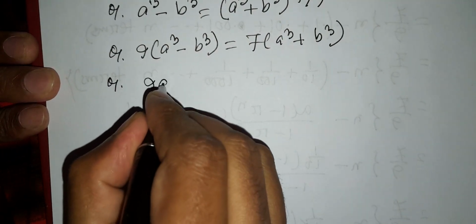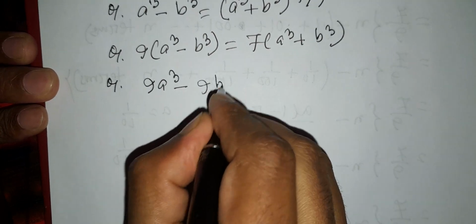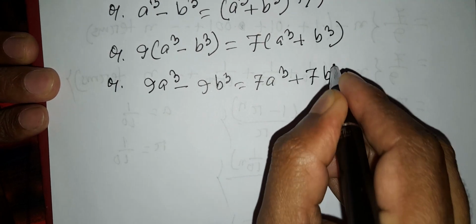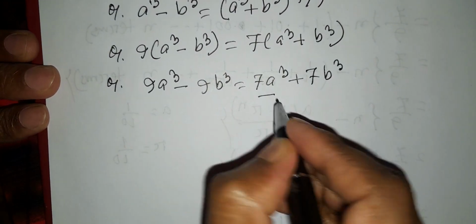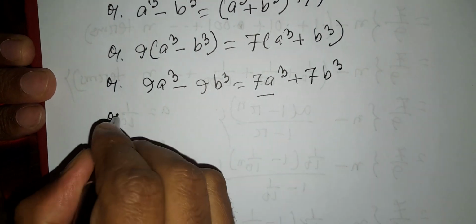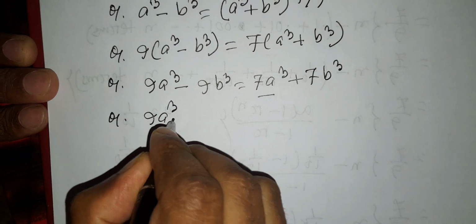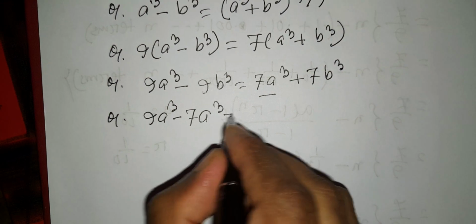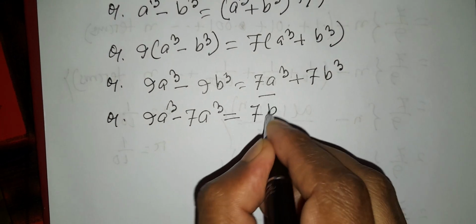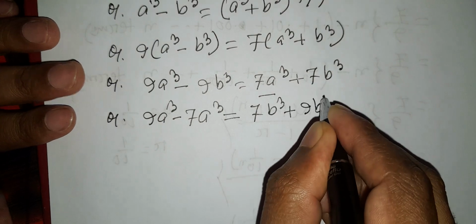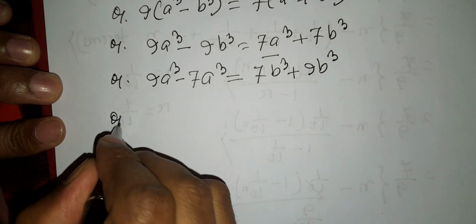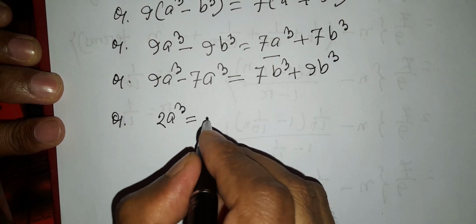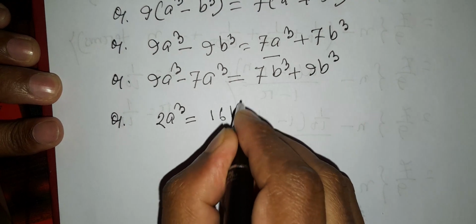Now we multiply: 9a cube minus 9b cube equals 7a cube plus 7b cube. Okay, we transfer 7a cube to the left side, so we can write 9a cube minus 7a cube, and 9b cube transfers to the right side, so 7b cube plus 9b cube. Here we get 2a cube equals, adding this, 16b cube.